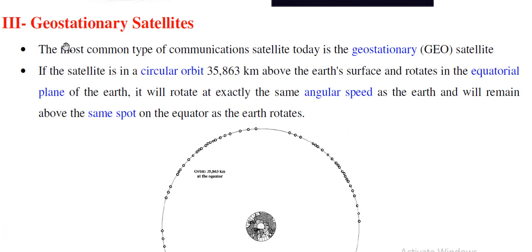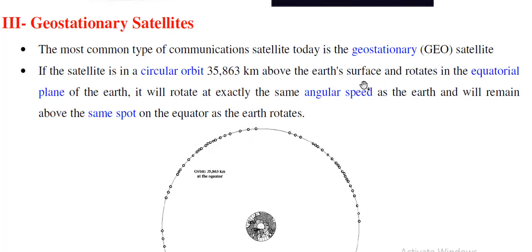So the first type of satellites are the geostationary satellites, which means that these satellites are stationary vis-a-vis the Earth, or when we see them from Earth. They usually take a circular orbit about 36,000 kilometers, precisely 35,863 kilometers above the Earth surface, and they usually rotate in the equatorial plane compared to the Earth.